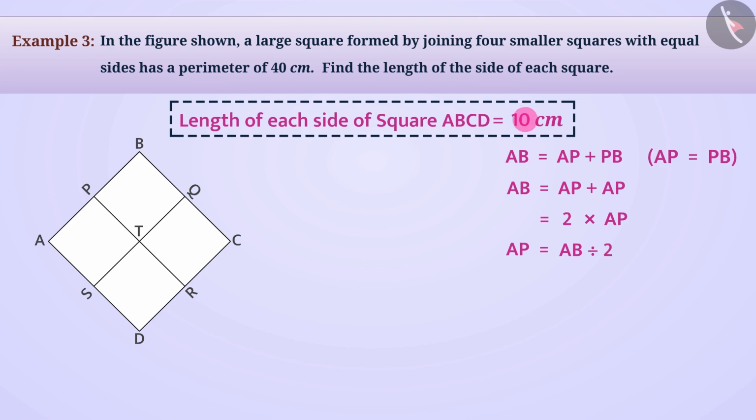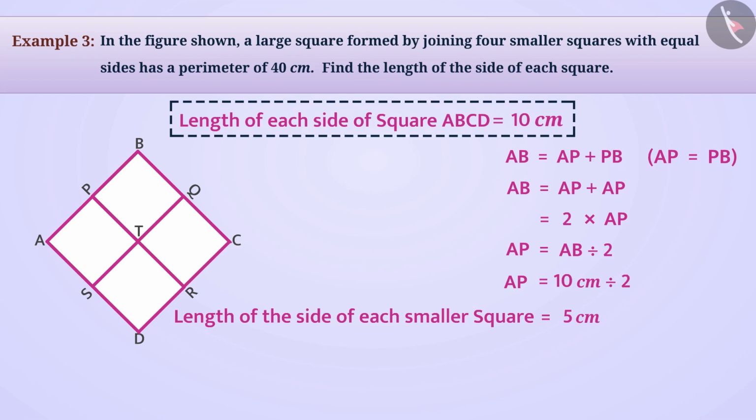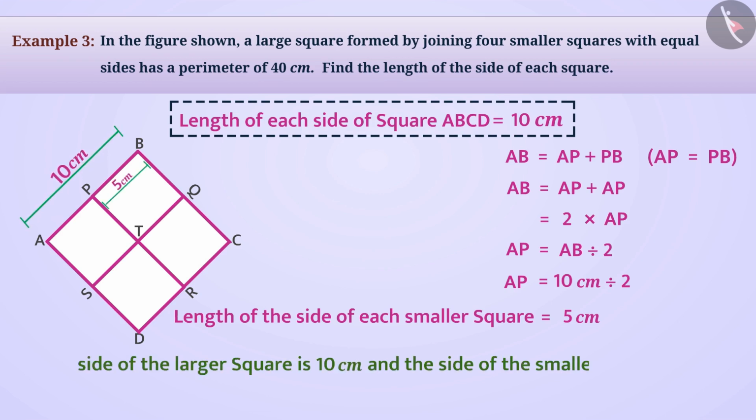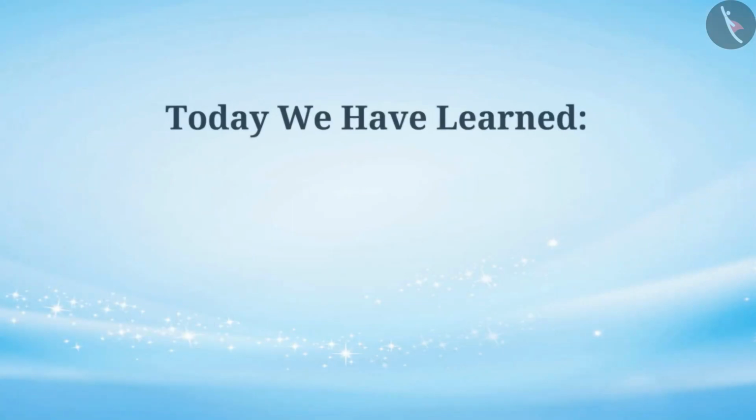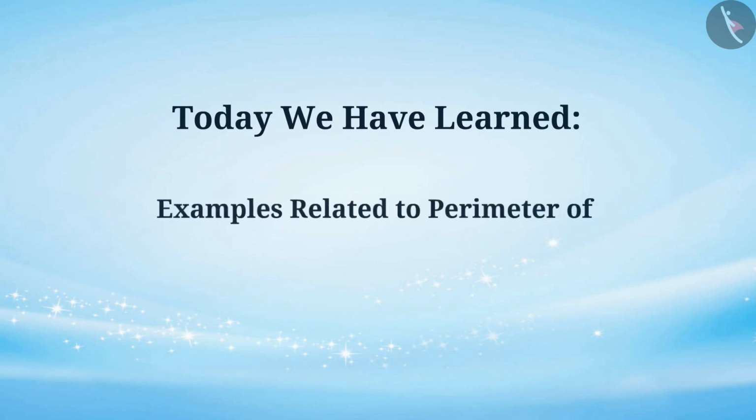Since AB is equal to 10 cm, hence AP is equal to 10 cm divided by 2, which is equal to 5 cm. The sides of all the smaller squares are the same. So, we can say that the length of the side of each smaller square is 5 cm. In this way, the side of the larger square is 10 cm and the side of the smaller square is 5 cm. So today we learned about examples related to perimeter of regular figures.